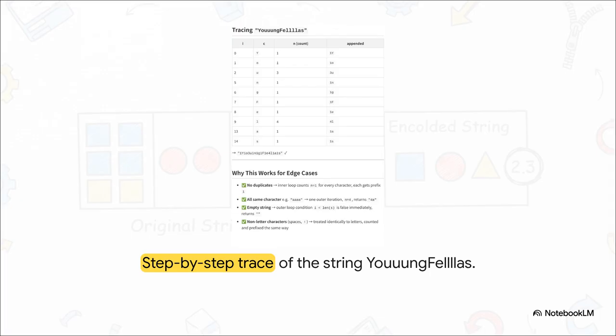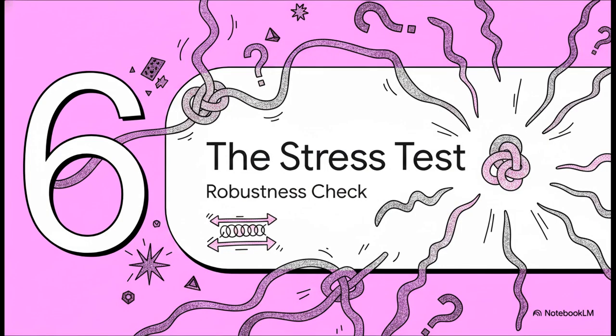You can see this exact pattern perfectly executed again at index 9 with those 4 L's outputting 4L. By the end, the final zipped string reads 1Y, 1O, 3U, 1N, 1G, 1F, 1E, 4L, 1S. Pretty slick, right? Finally, Section 6, the stress test.